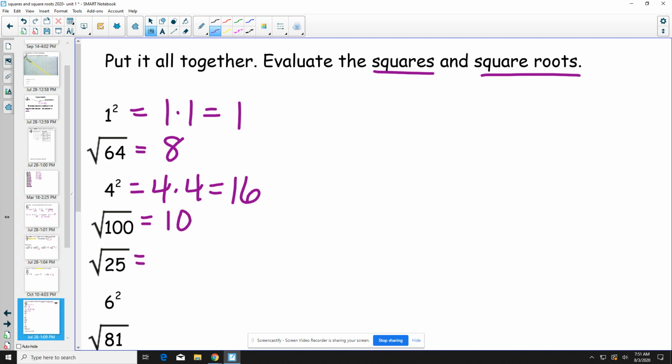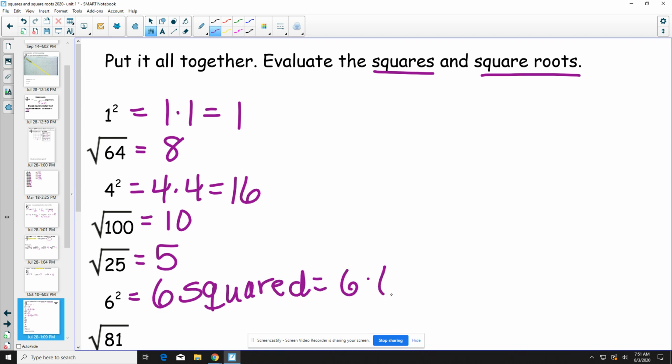Next one is square root of 25. What number times itself gives you 25? That would be 5. The next problem is 6 to the second, or 6 squared. This is what we call squared. When we square it, it means 6 times 6, which is 36. The last one is the square root of 81. The square root means what number times itself gives me 81. If I look at my table, 9 times 9 is 81. So my answer is just a 9.